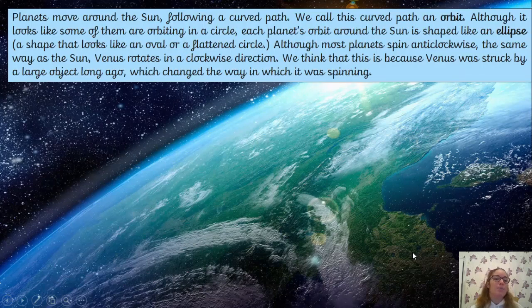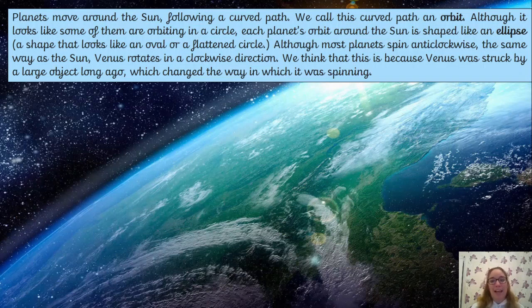So planets move around the sun following a curved path. We call this curved path an orbit. And although it looks like some of them are orbiting a circle, each planet's orbit around the sun is shaped like an ellipse, which is a shape that looks like an oval or a flattened circle.